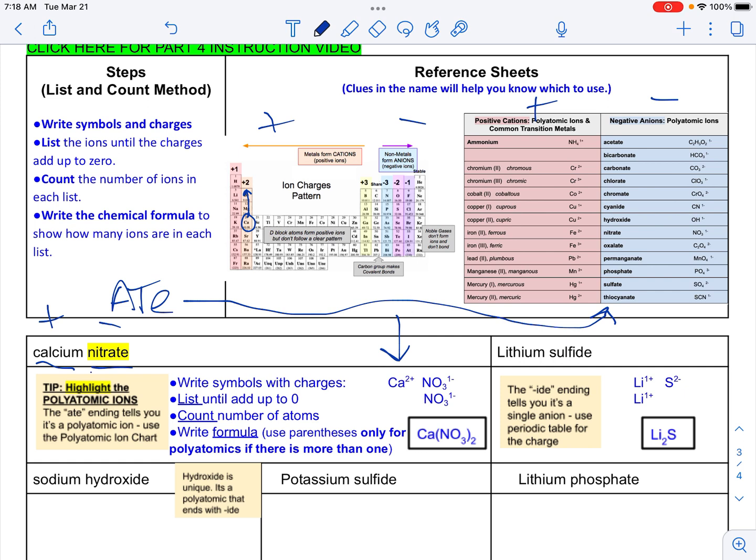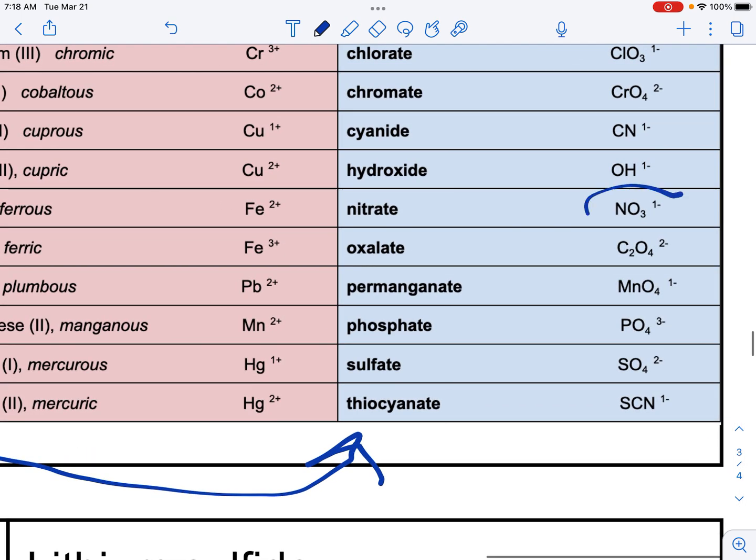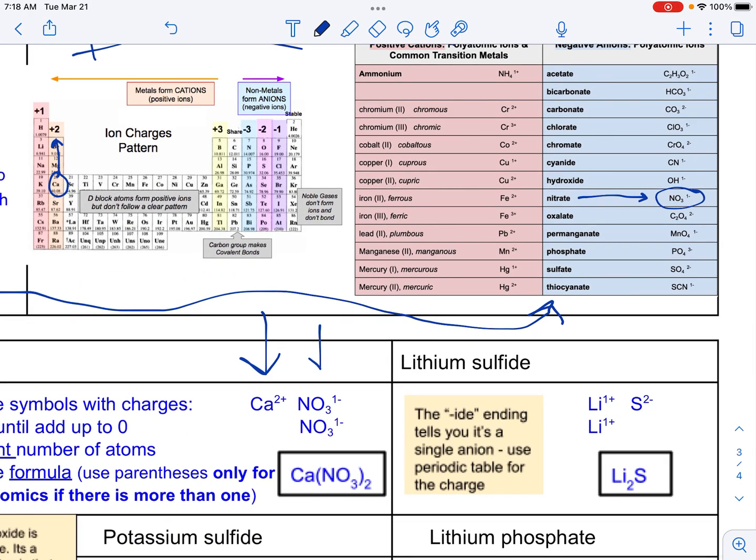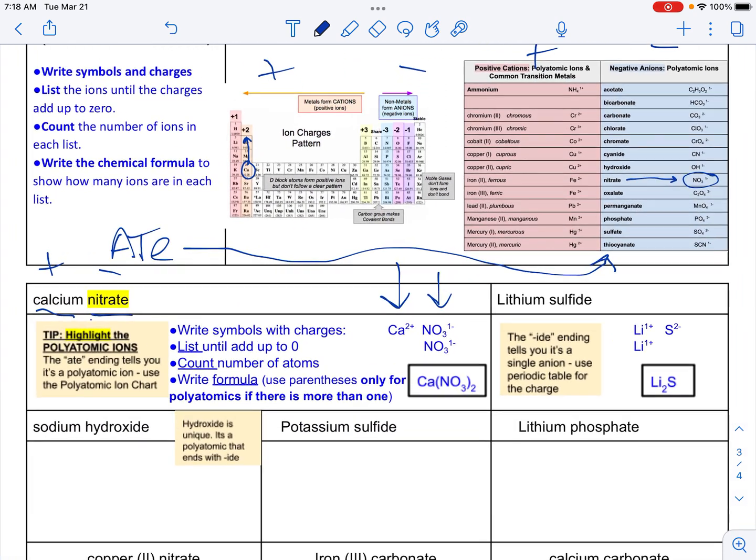So ate means we're looking at the polyatomic ion chart, because if it was nitride, that's what it would say if it was on the periodic table. So nitrate, I see it here, NO3 -1. So that's how I knew what to write here. Now the second one's already there for you, but Ca +2 and NO3 -1, +2 and -1 do not add up to 0. So I added another NO3 to my list, and now they do add up to 0.